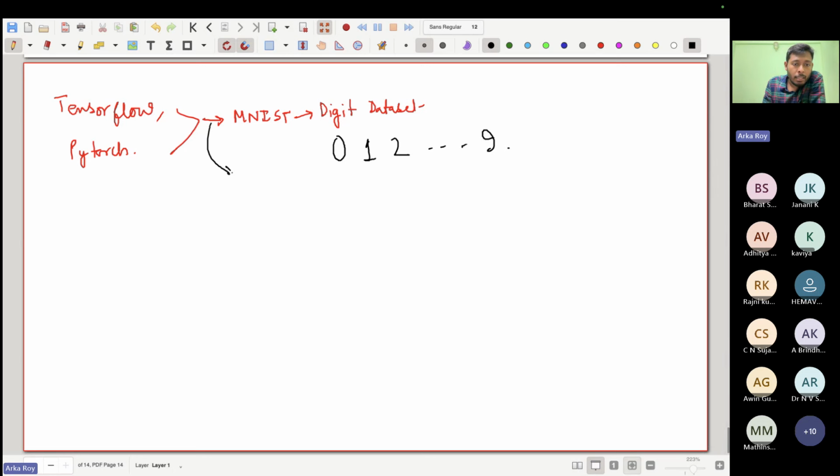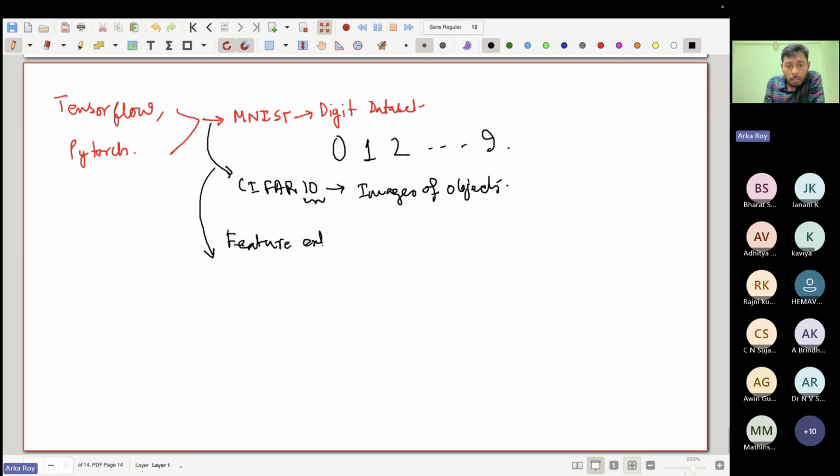There is another dataset called CIFAR10. This CIFAR10 is a dataset of images of objects. There are a total of 10 classes, like images of bus, truck, frog, horses, etc. Then I will tell you about feature extraction.